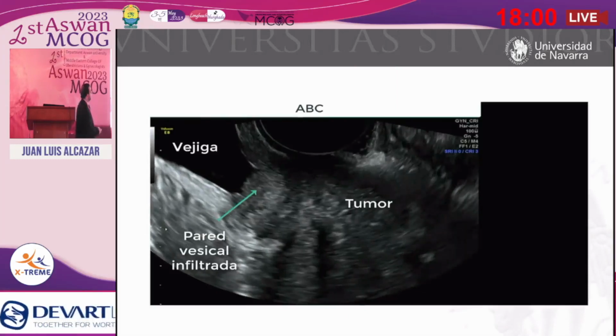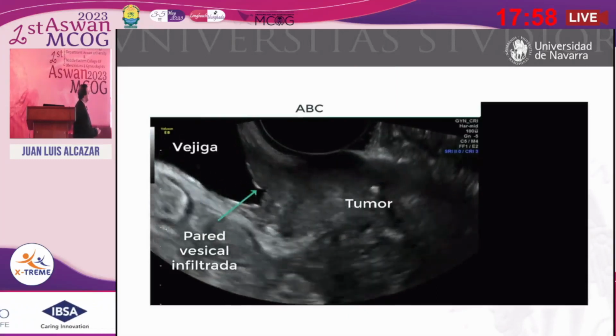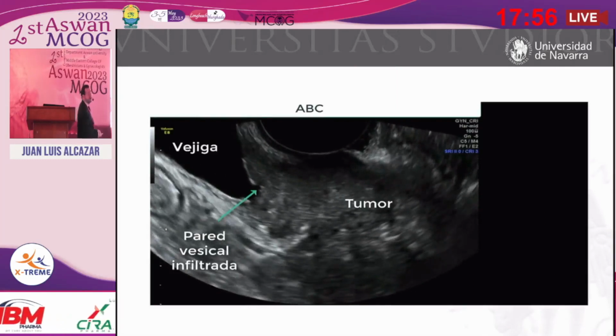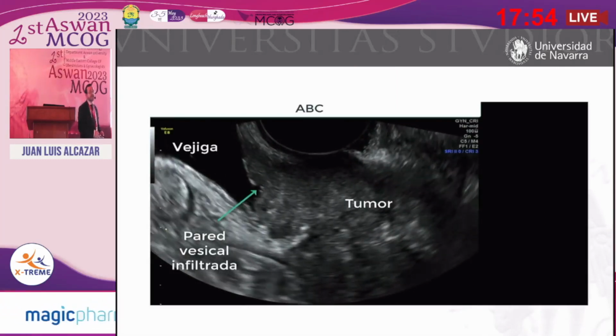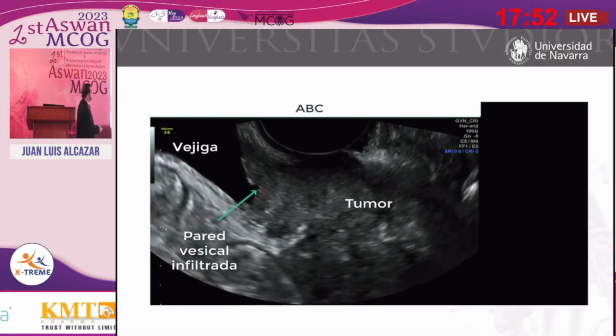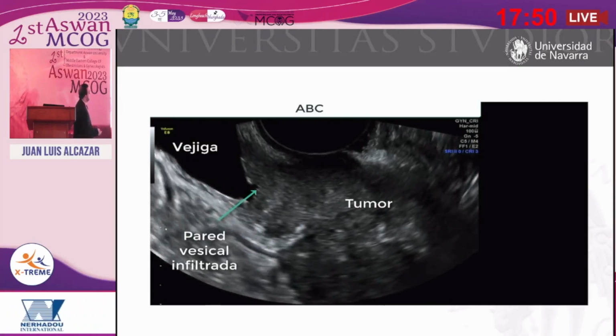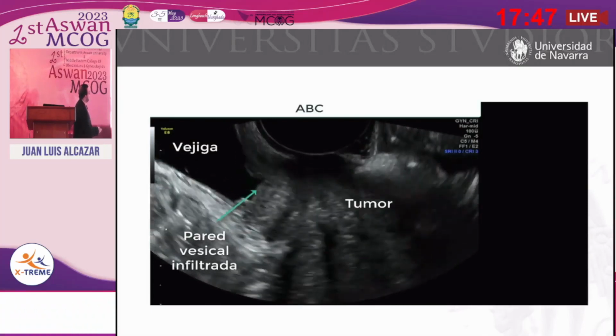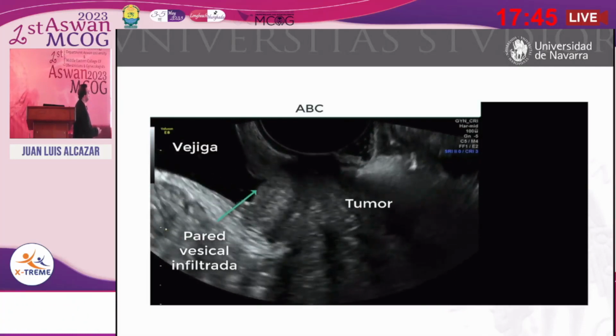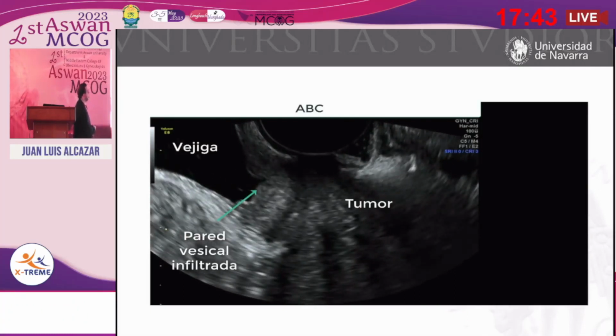Also, you can detect bladder infiltration. Bladder infiltration is usually evaluated by cystoscopy. However, here you see the tumor, this is the tumor of the cervix, this is the bladder, and this is the infiltration of the bladder wall.